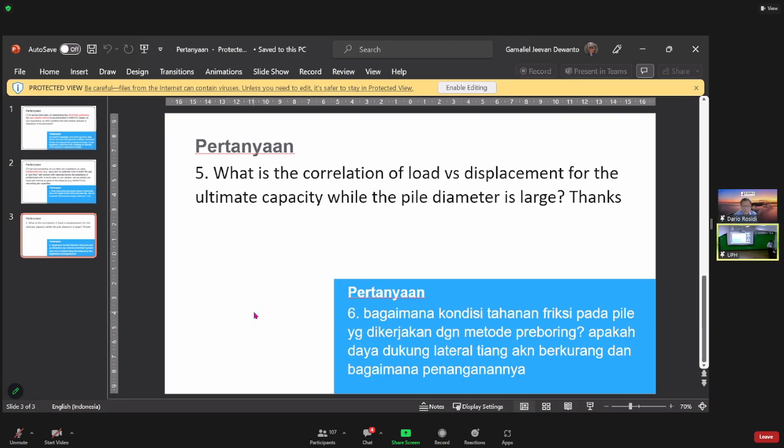Ya. Ada satu lagi Pak Daryo, bagaimana kondisi tahanan friksi pada tiang yang dikerjakan dengan metode pre-boring? Apakah daya dukung lateral tiang akan berkurang dan bagaimana penanganannya? Gimana kondisi tahanan friction pada pile yang diberikan?